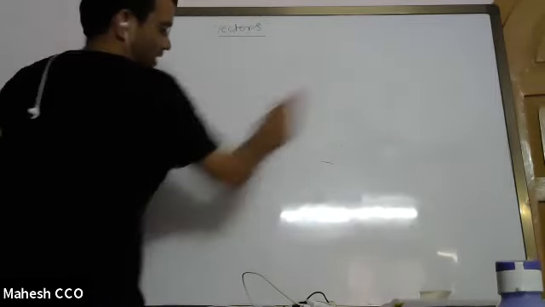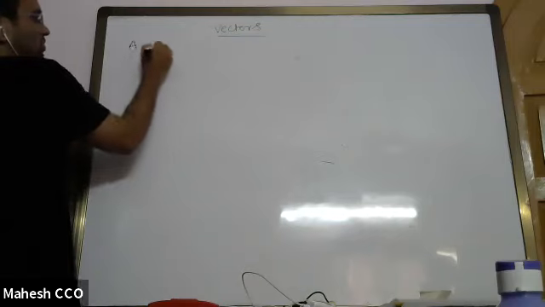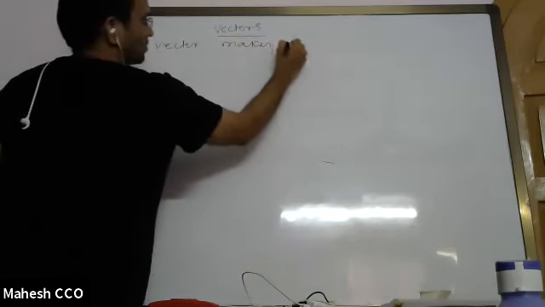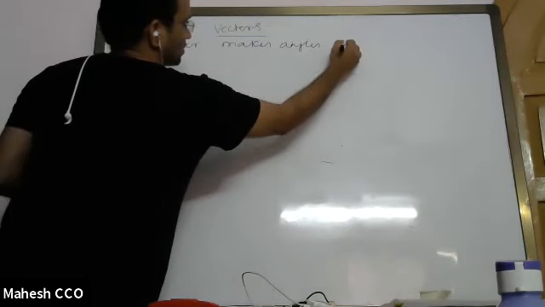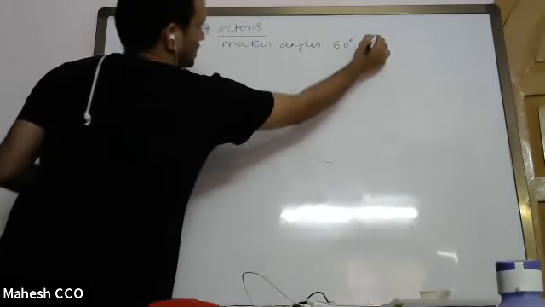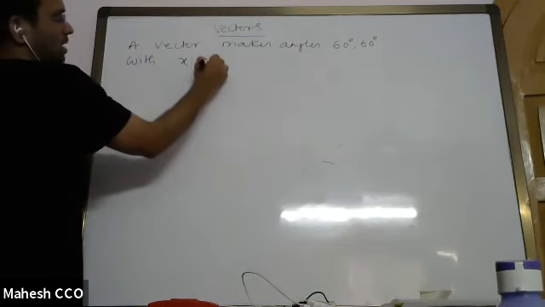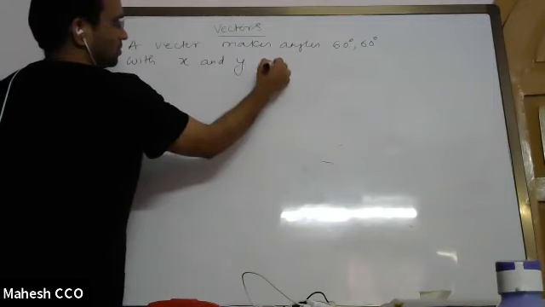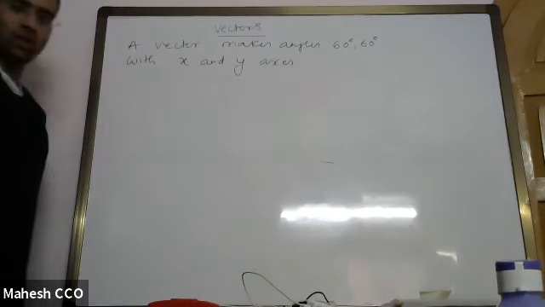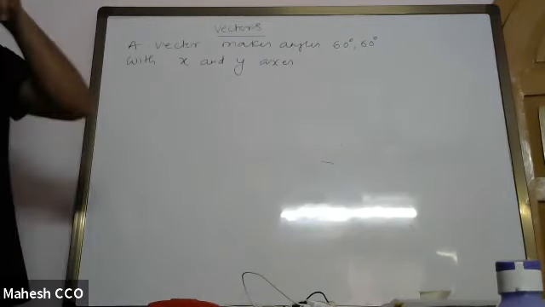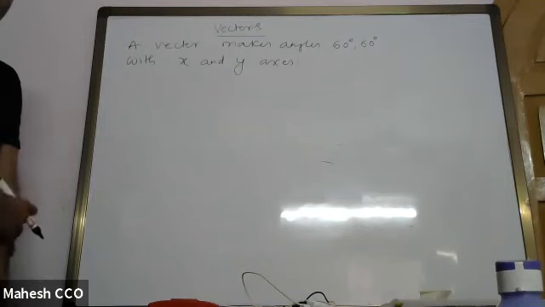Next question is, a vector makes angles 60 degrees and 60 degrees with x and y axis. A vector makes angles 60 degrees and 60 degrees with x and y axis. Now the question is, what angle does it make with z axis?